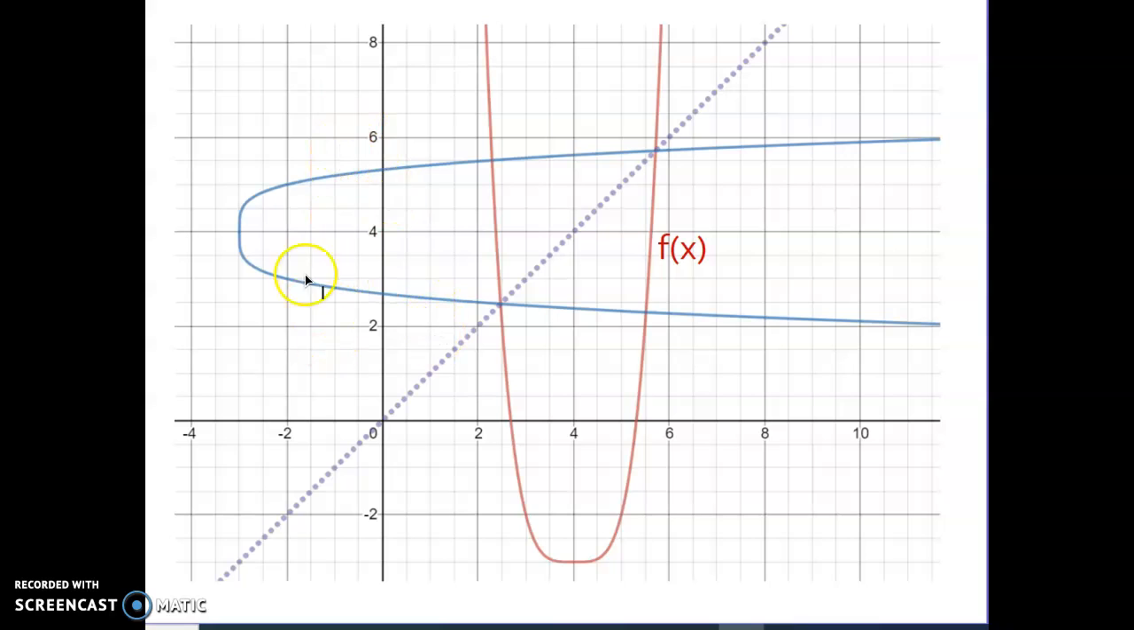It would fail the vertical line test, right? You guys can see that right there. And so the blue one is not a function. The red one is a function. It's just that it's not one-to-one. So therefore, its inverse is not a function.